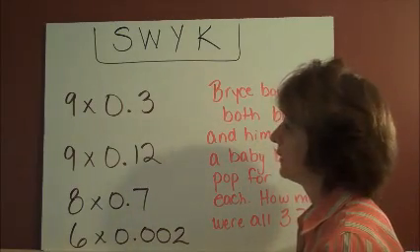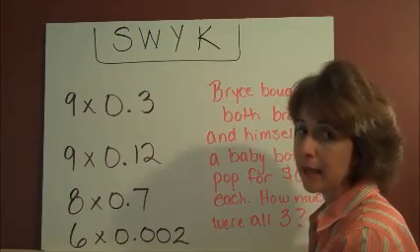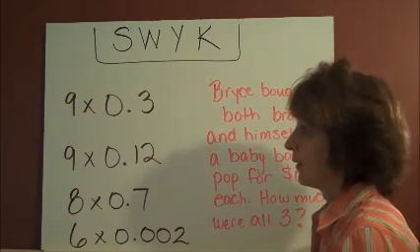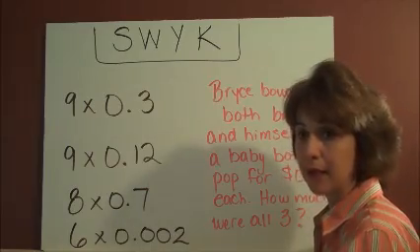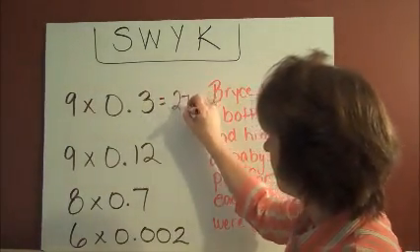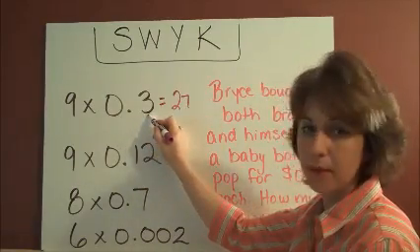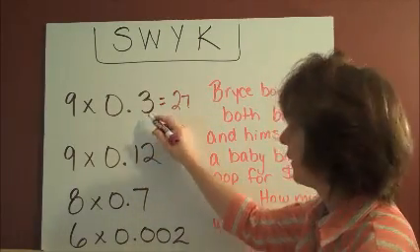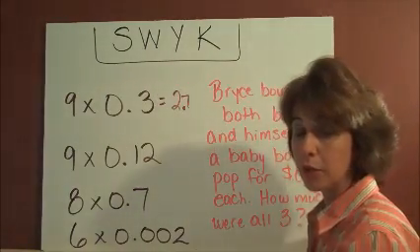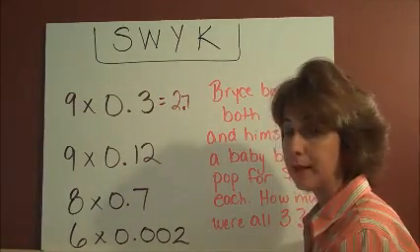Alright, let's see how you did. 9 times 3/10. Counting by 3s to 9 would get me to 27. But because there is one digit behind the decimal in the problem, there has to be one digit behind the decimal in the answer. So your answer would be 2 and 7/10.